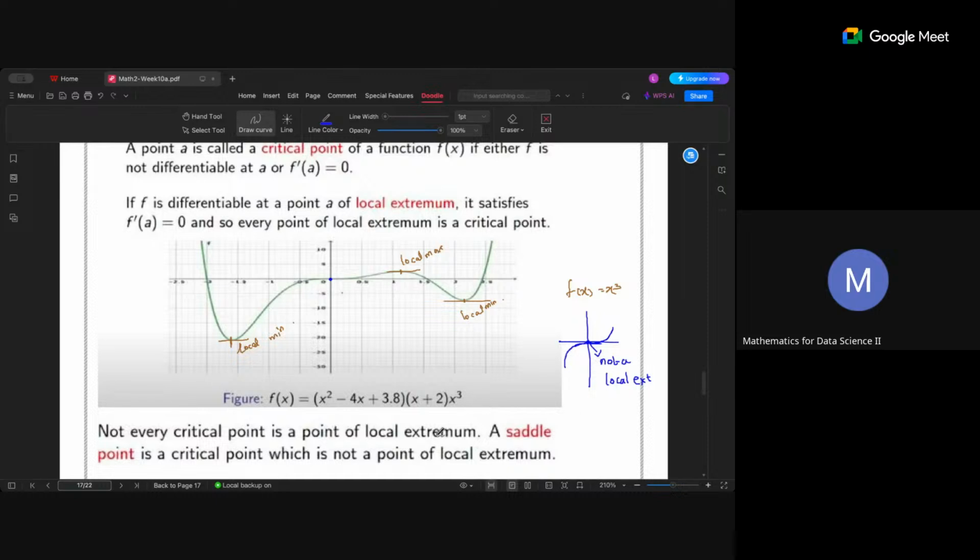Why the name saddle? Do you know what exactly a saddle is? I mean, a non-mathematical saddle.